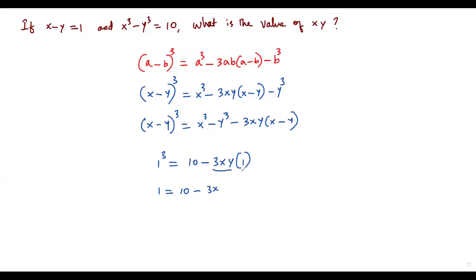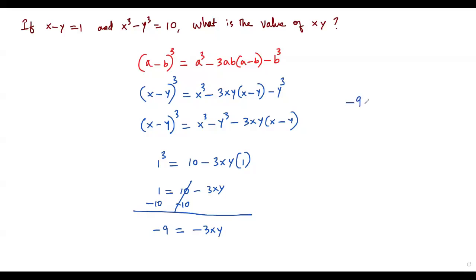Whenever anything is multiplied by 1, the result is the same. So when I multiply 3xy by 1, it's still 3xy. Okay, so now my aim is to solve for xy. So we have to isolate xy, I mean x times y, in this equation. So first I have to get rid of this 10. For that I have to subtract 10 from both sides. So when I subtract 10 from both sides, 10 and negative 10 will cancel out. When I simplify this one, that is 1 minus 10, it will become negative 9 equals negative 3xy.